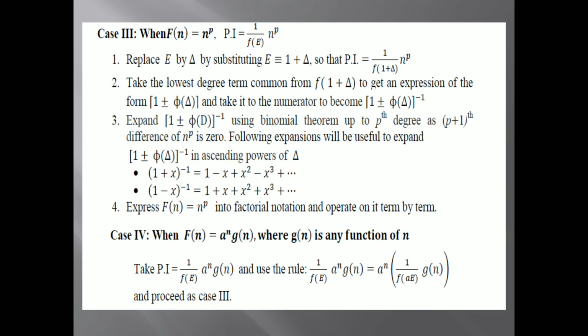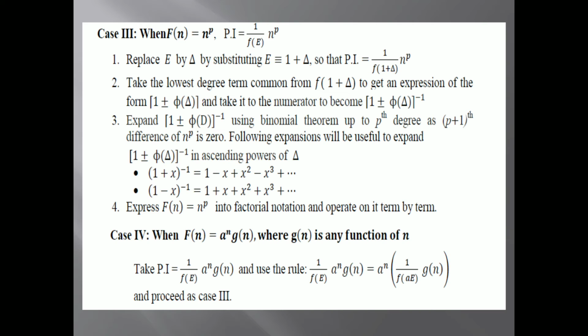Taking the lowest degree term common from f of 1 plus delta to get an expression of the form 1 plus or minus phi delta, and take it to the numerator to become 1 plus or minus phi delta raised to minus 1. Now expand this term using the binomial theorem up to pth degree, as the p plus 1th difference of n raised to p is 0.